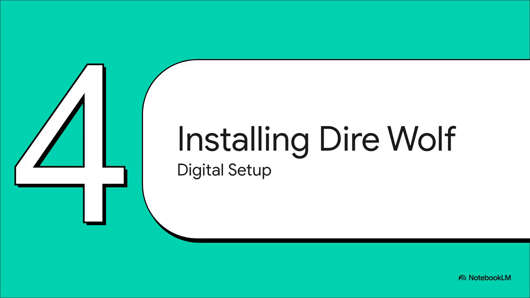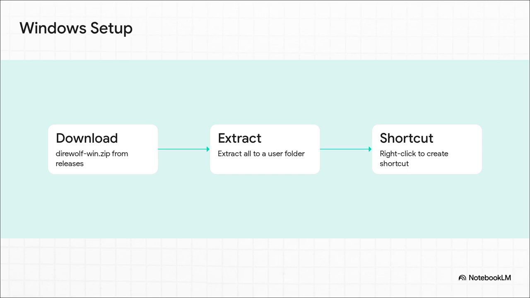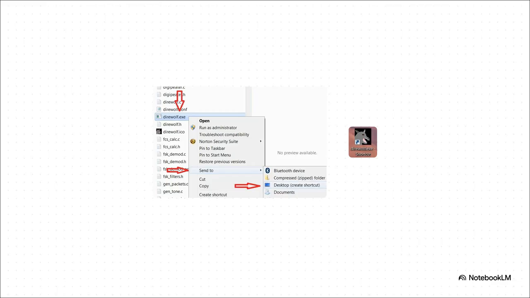All right, Section 4, Installing Direwolf. The Windows installation proves just how incredibly lightweight and efficient this tool is. There's no bloated, complicated installer that's going to bury a bunch of files deep in your registry. Nope. You just download the zip file from the releases page, extract it all into a convenient user folder, and you're basically done. Once it's extracted, you simply right-click the direwolf.exe file, select Send To, and hit Desktop, Create Shortcut. That drops a distinct little wolf icon right on your desktop, and that is exactly what you'll use to launch your new software TNC. It really is just elegantly simple.